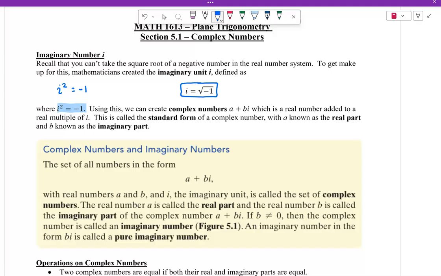Now, using this, you can create a complex number. One thing to remember, the real part of that complex number comes first. Back here in the back would be the imaginary unit. So this is what we would call standard form. You can see more about it right there. What we're going to practice is going over the operations.